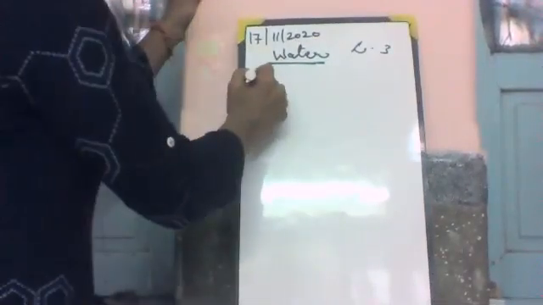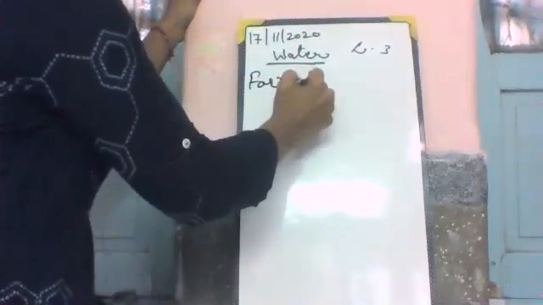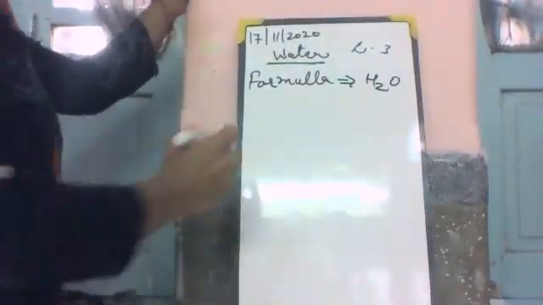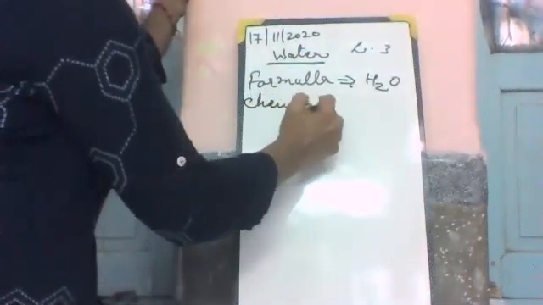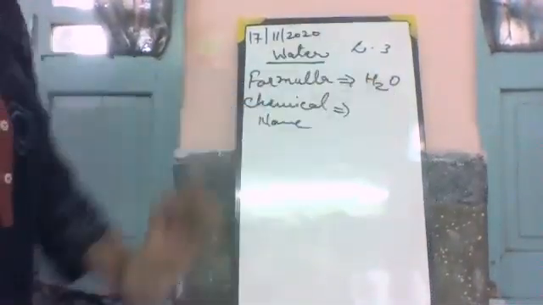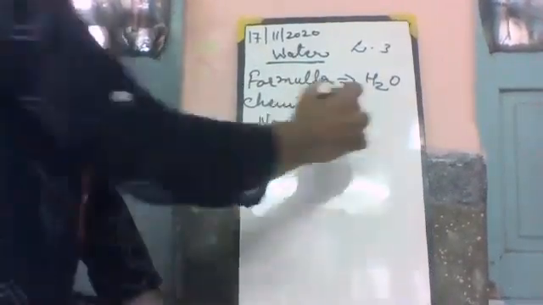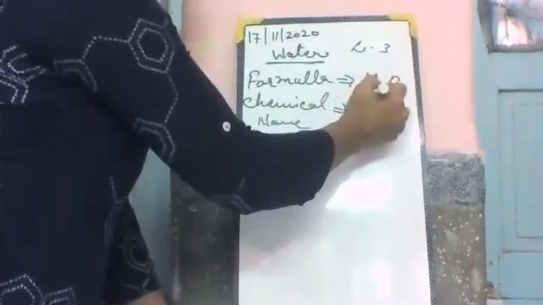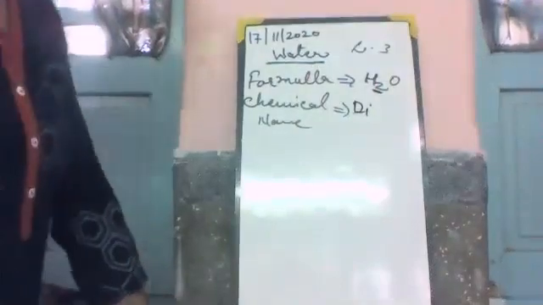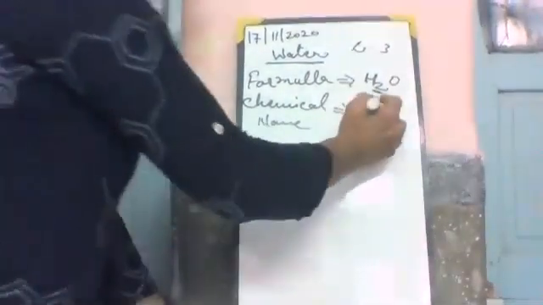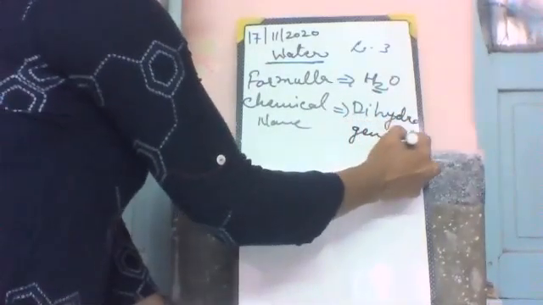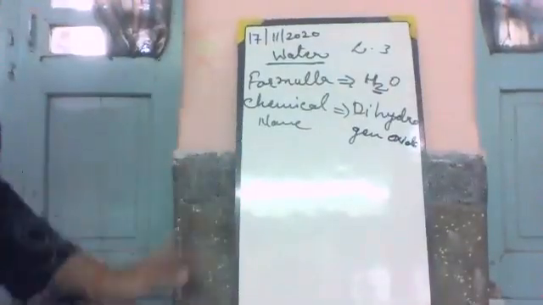The chemical formula of water is H2O and the chemical name is dihydrogen oxide, because there are 2 atoms of hydrogen. So the chemical name of water is dihydrogen oxide. This is the chemical name.